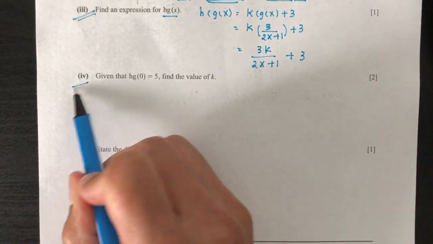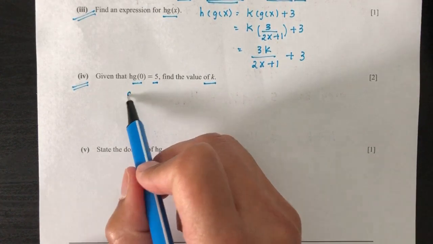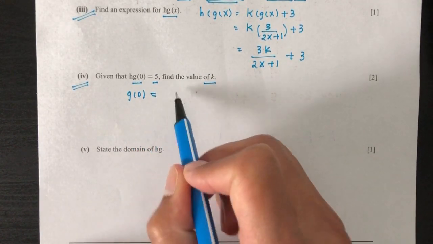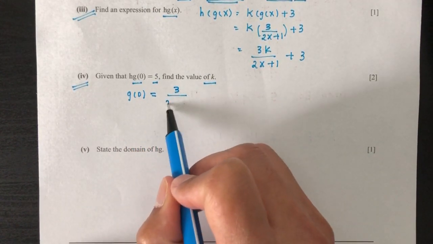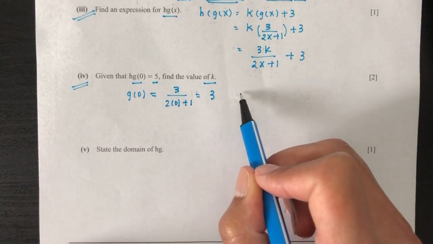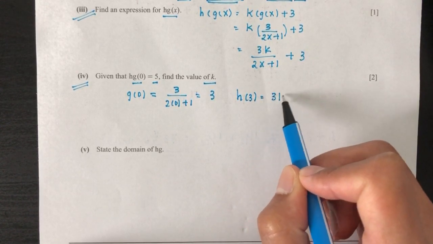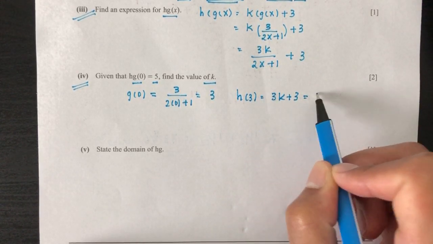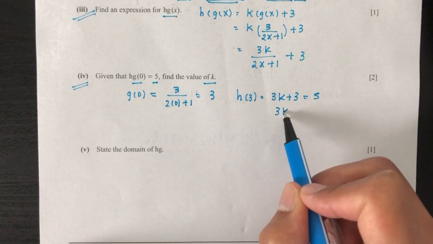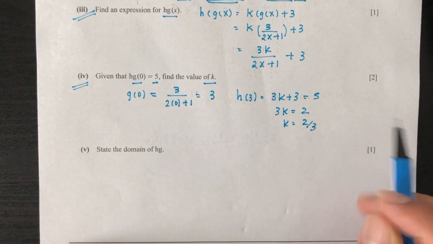Now for part 4, given that this is 5, find the value of k. So what is g of 0? Let's check. 3 over 2 times 0 plus 1, that will be 3. So h of 3 will be 3k plus 3 is equal to 5. So 3k is equal to 2. K will be 2 over 3.